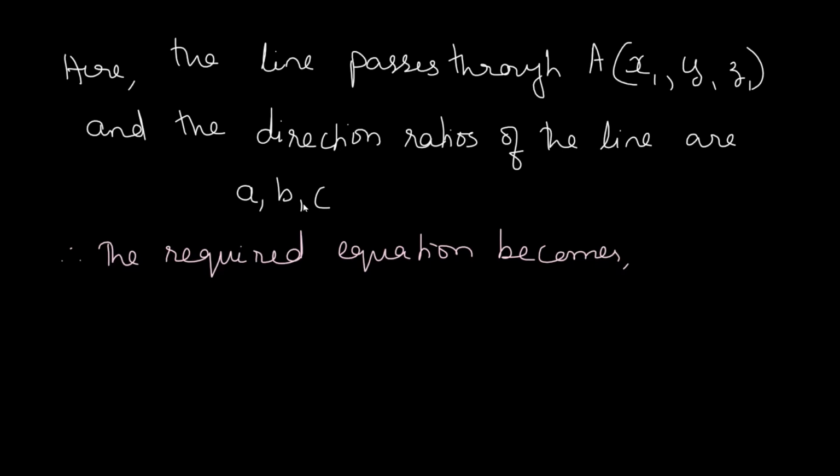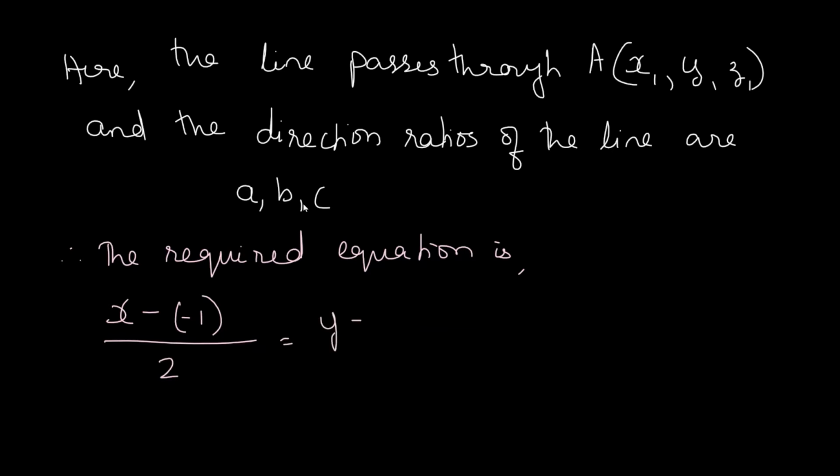So the required equation is x minus. Now instead of x1, y1 and z1, we have minus 1, 2, 1. So x minus x1, so x minus minus 1 upon a, b, c, which in this case are 2, 3 and 1. So x minus minus 1 upon 2 is equal to y minus 2 upon 3, which is equal to z minus 1 upon 1. So this is the required equation of the line.